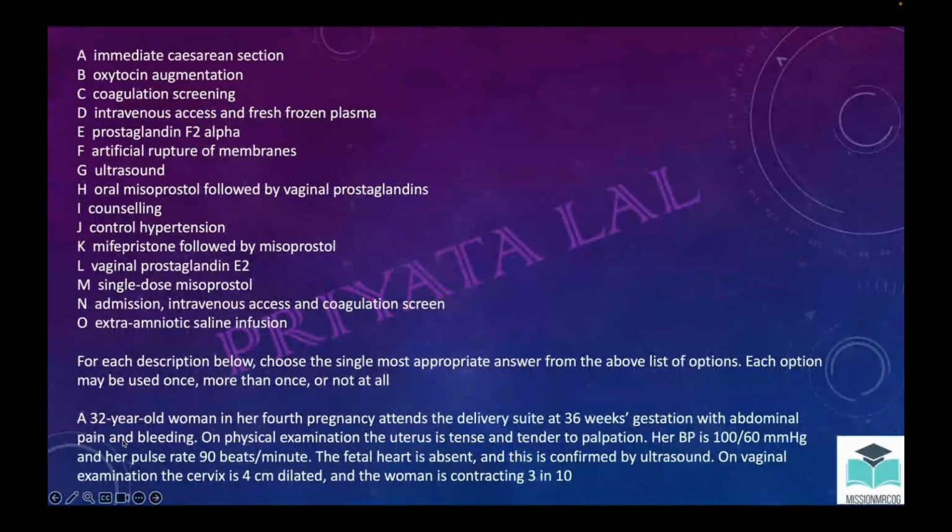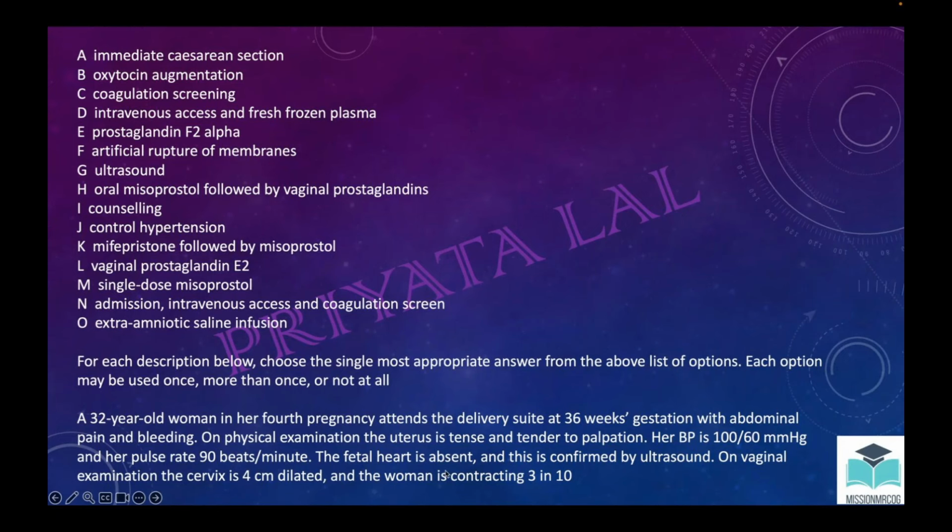Now a 32-year-old woman in her fourth pregnancy, with abdomen pain and bleeding. Her uterus is tense and tender on palpation. Blood pressure is low. Pulse rate is 90 beats per minute. Fetal heart is not there. On vaginal examination, she is 4 centimeters dilated and contracting 3 in 10. So what to be done? She's already in labor. What should be the next step?